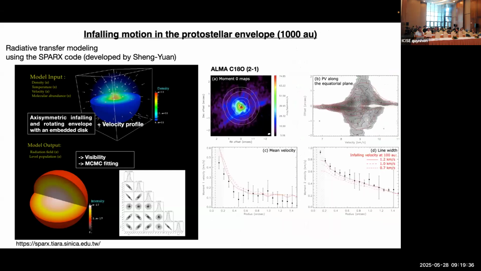On top of that, we can add a velocity profile and do the same thing, trying to fit molecular line data. For example, here is the ALMA C18O data. Through this fitting, we can try to explain the velocity features, for example, shown by this position-velocity diagram, or the mean velocity as a function of radius, or line width as a function of radius. Basically, we try to fit these features to derive the infall velocity.